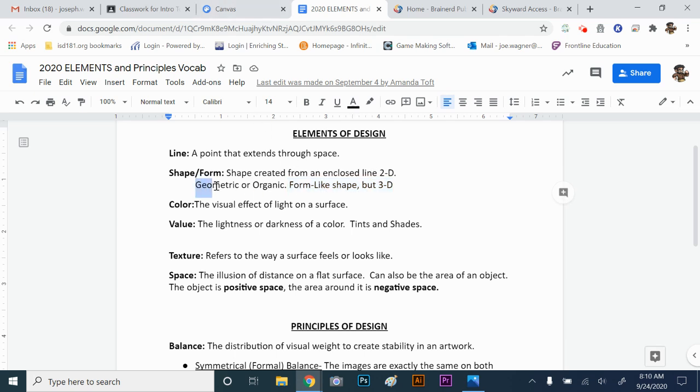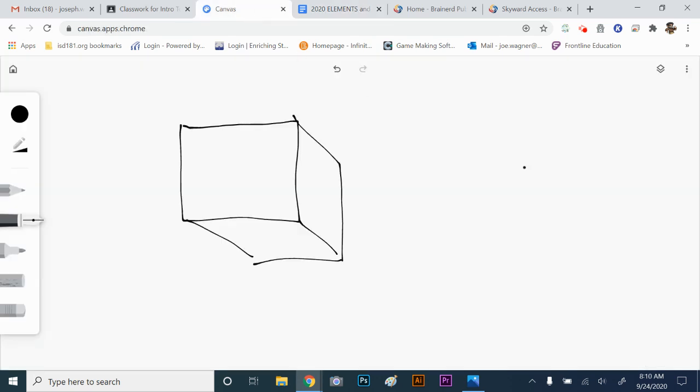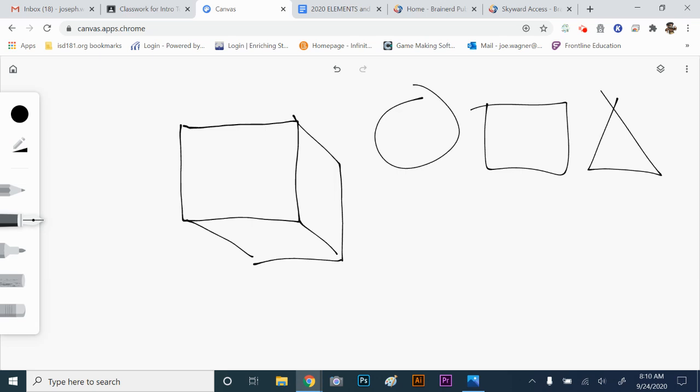And then the big thing with shapes and forms is that they can be geometric or organic. So going back to this, your geometric shapes are all those basic shapes, like your circles, squares, triangles, pretty much shapes that are used in math. Shapes that have names, like even trapezoids, hexagons, parallelograms, those are all geometric. Okay. Organic shapes are basically any shape that doesn't have a standard name. So if I make a shape like this, that would be organic.